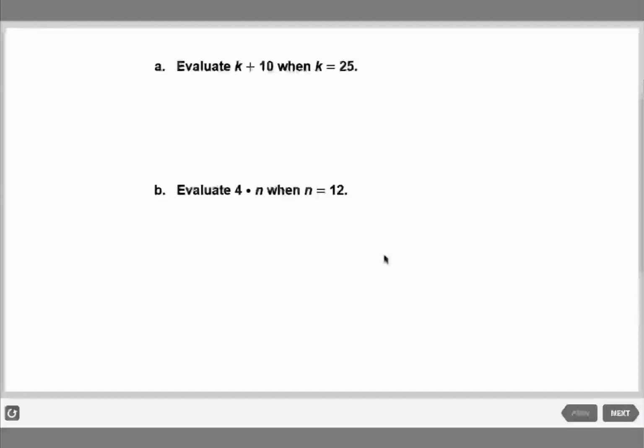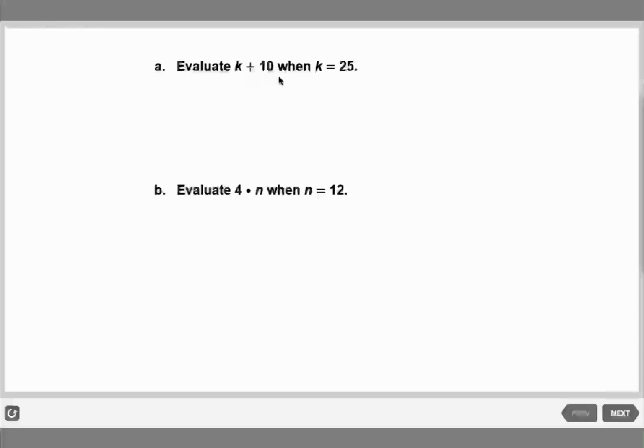Teacher, I didn't hear you well. What is the meaning, Master, of K and J? These are variables. The letters are variables.